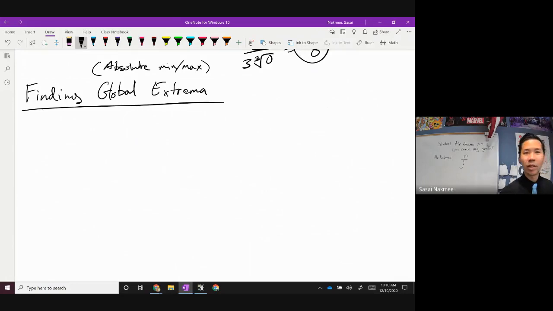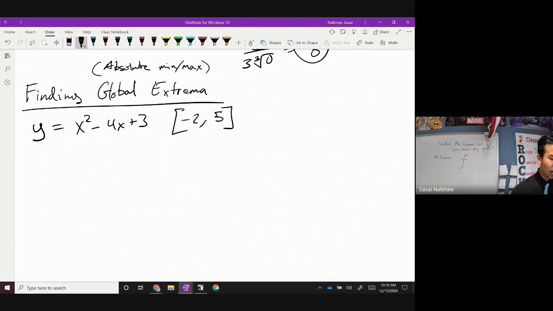But let's take a look at one where they both exist. So if I have, for example, y equals x squared minus 4x plus 3, and I'm looking at this on the closed interval of -2 to 5, and I'm trying to find the global extrema, or the absolute max and the absolute min, we just plug in some values and see what the outputs are, and which is the smallest value and which is the highest value that you have there.